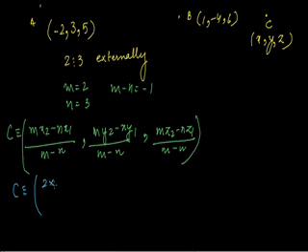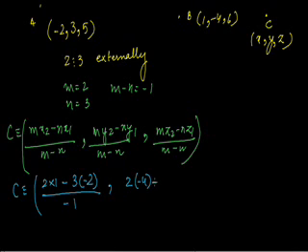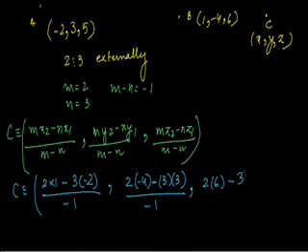So 2 into 1 minus 3 into minus 2 upon minus 1, comma m into y2, that is 2 into minus 4, minus n into y1. The n value is 3 and the y1 value is again 3, upon minus 1, comma 2 into 6 minus 3 into 5 upon minus 1.